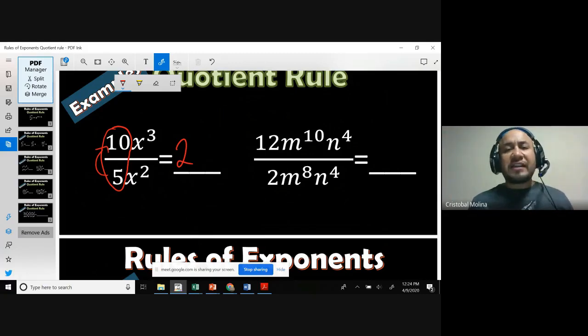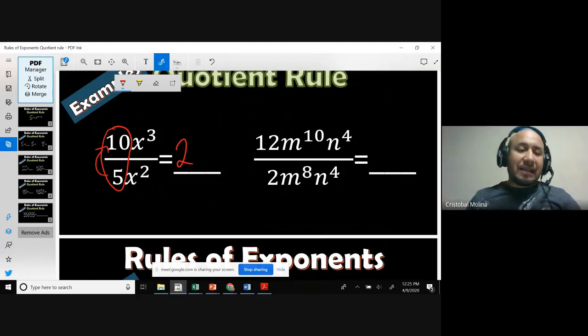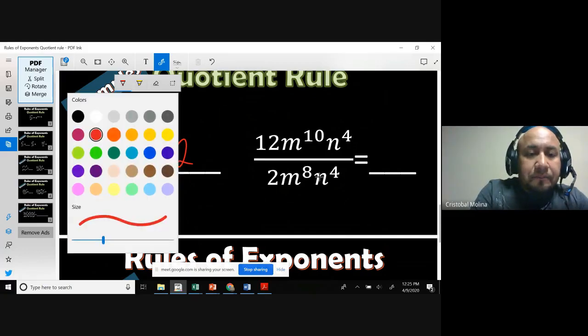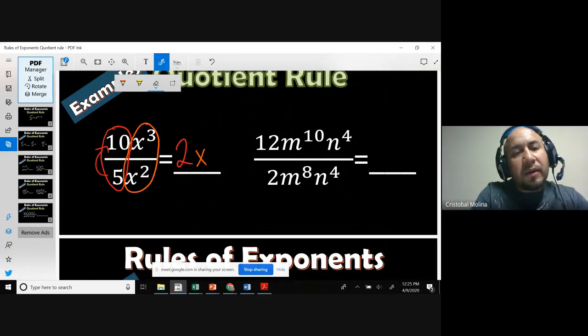Nothing special, nothing fancy. Now with the letters, remember, whenever we divide letters, what do we do with the exponents? Boom, we subtract. So x, let me go ahead and work this part out now. I have x, 3 minus 2, that's going to be 1, right? But remember, we don't have to put the 1, so I'm going to take it away. And that's it. That's going to be our answer, 2x.